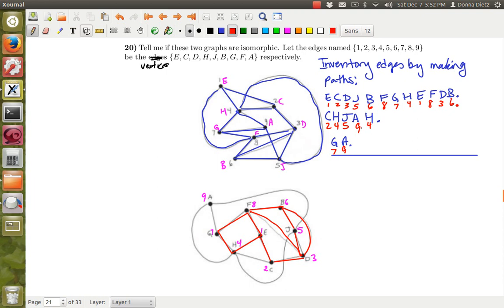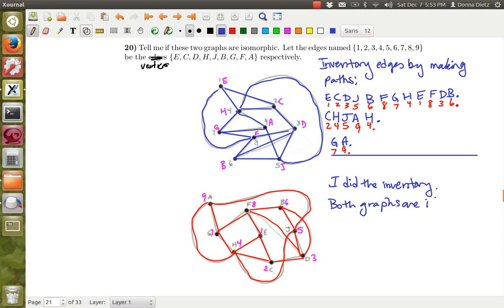2 to 4, okay, 2 to 4, 4 to 5, 5 to 9, and 9 to 4. Yes. Good. And then 7 to 9. Yes. Okay. So then you would say, I did the inventory. Both graphs are identical. And that means isomorphic.